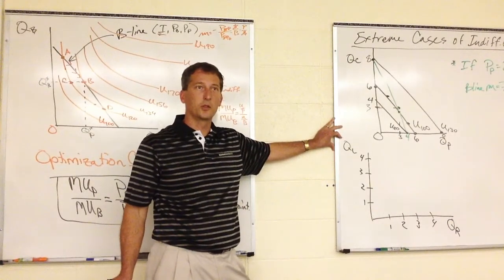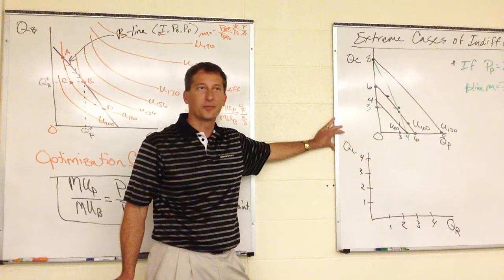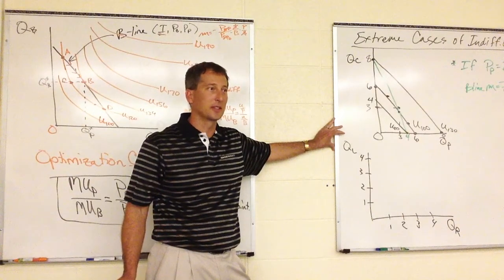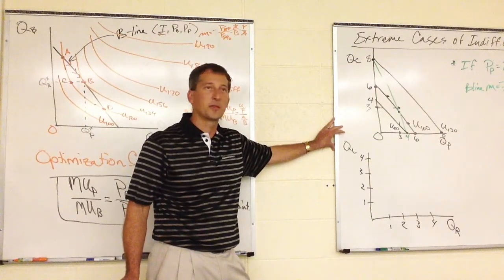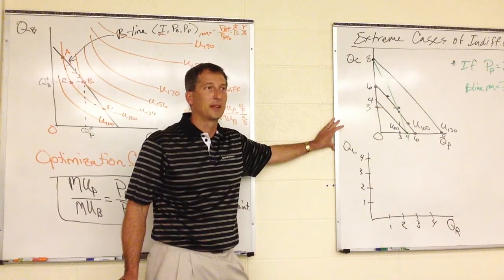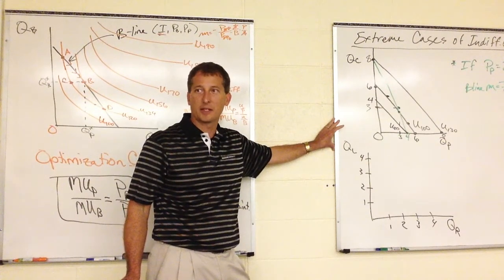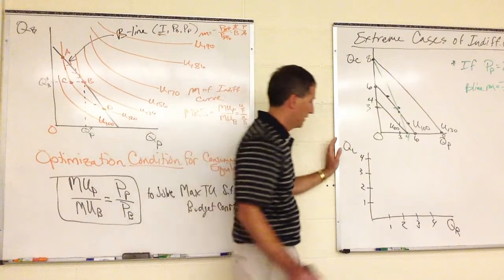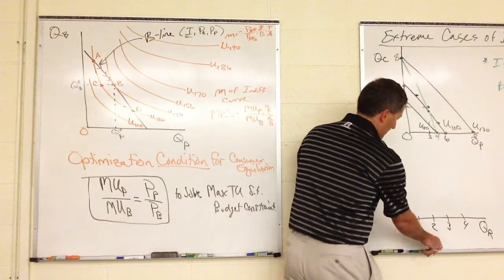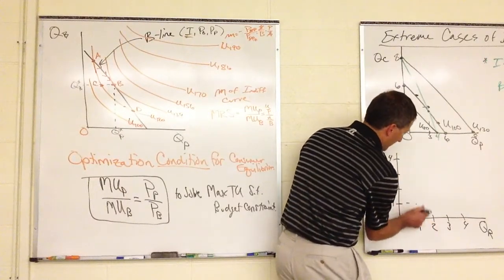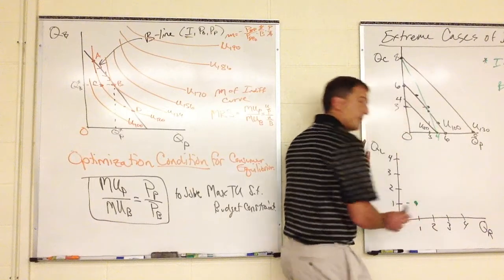So left shoe, right shoe. What's true about these two goods in terms of happiness? Can't have one without the other, right? So we got this 1-to-1 relationship. So if I have one pair of shoes right here, I'm kind of happy.